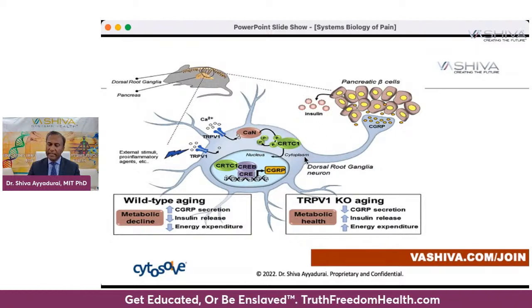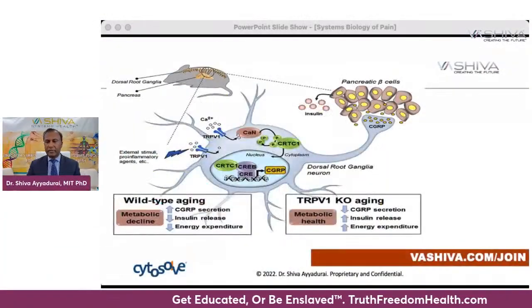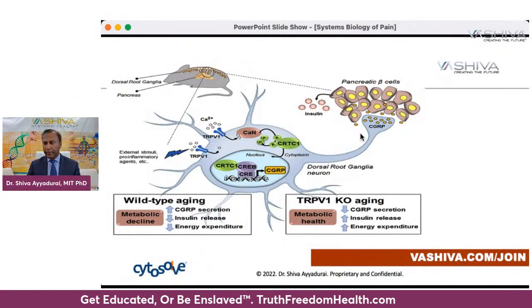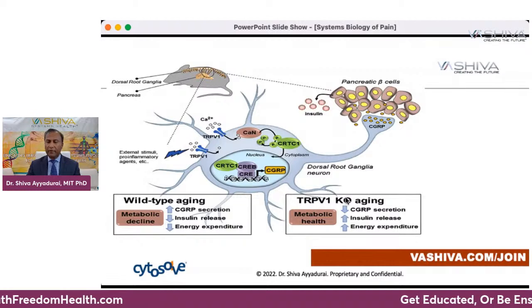It reduced insulin release and it reduced energy expenditure, which means people who are living in chronic pain have a chance of becoming diabetic, okay? Because their body's insulin production goes down. So they found this very interesting connection mechanistically between pain, the CGRP, how it affects the pancreatic beta cells and reduces insulin, versus the mice that were not feeling pain.